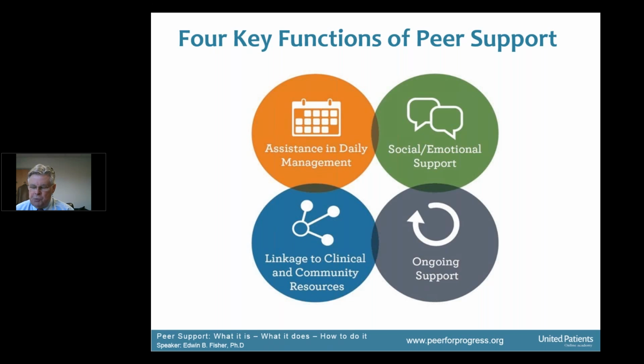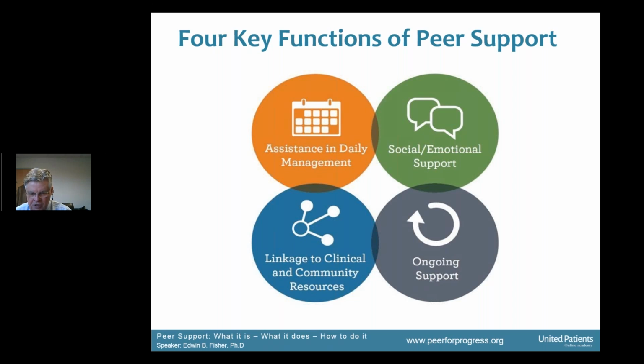As one patient put it, the doctor and nurse help me figure out what I need to do, but the peer supporter helps me figure out how to do it. The doctor may convince me that I need to eat more fruits and vegetables, but the peer supporter helps me work out exactly how I'm going to do that in my daily life. It includes social and emotional support. It's hard to stay motivated. And many of the conditions we deal with include a fair amount of stress, and having somebody to talk about it can be a real help in dealing with that stress.